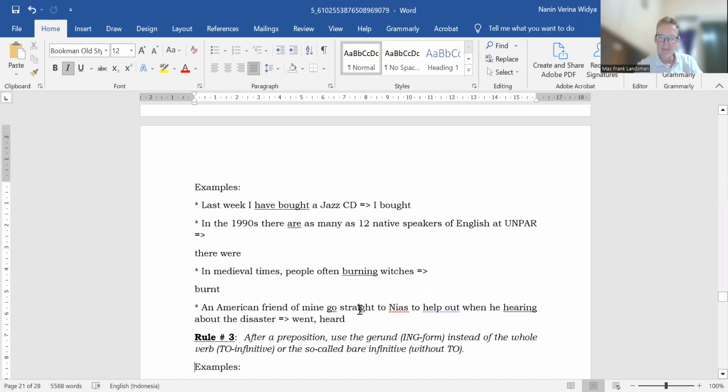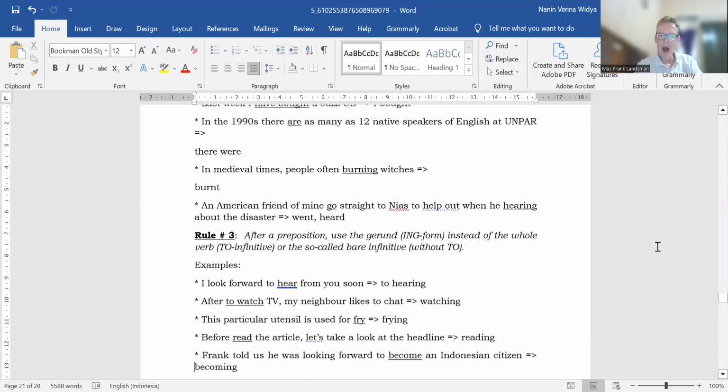Rule number 3, yes, down a little bit. After a preposition, thank you, use the gerund ing form. In Indonesian school books often ing, but it's not a verb, it's actually a noun. Yeah? So after preposition, setelah kata depan, use the ing form or gerund instead of the whole verb to infinitive, or the so-called bare infinitive without to. Yeah? So you cannot say, I look forward to here, or I look forward here. You have to see it as an action. So I look forward to hearing from you soon.